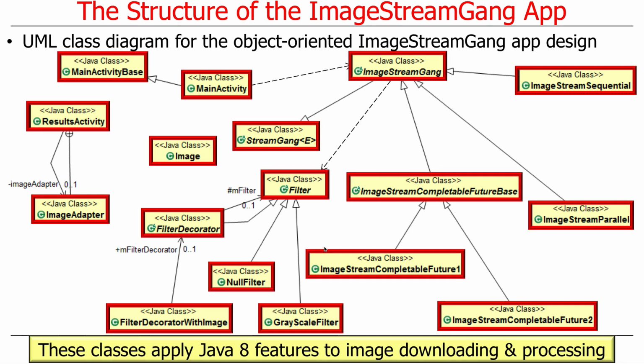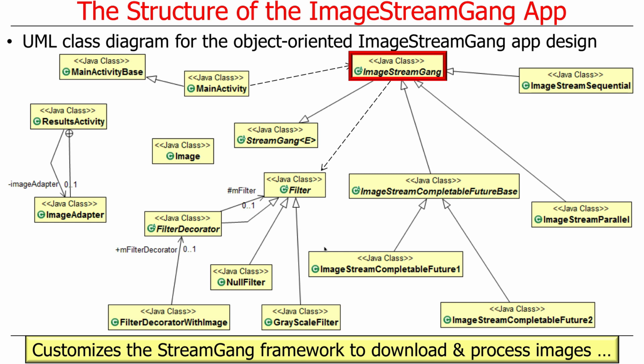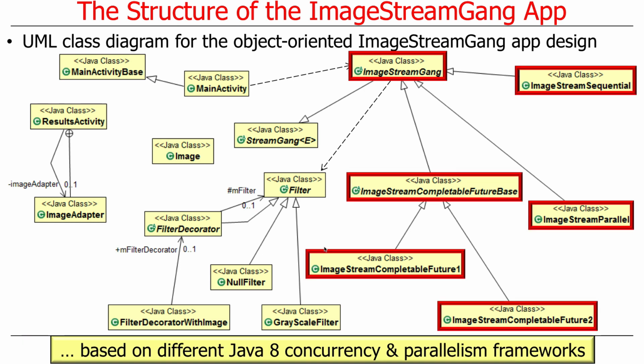There's a lot of classes, and let's take a look at some of the interesting ones. So StreamGang is a framework that will process input from a list of elements. That's reused for the search StreamGang example. ImageStreamGang is a customization of StreamGang that knows how to process and download images. And then all of these guys are subclasses of ImageStreamGang that are customized for different types of processing models. So sequential, parallel, and then a couple of different completable future models. And there's other models there as well, but these are the ones we're going to look at.